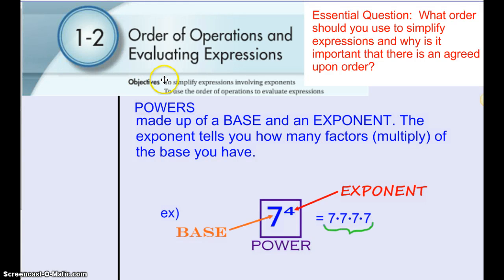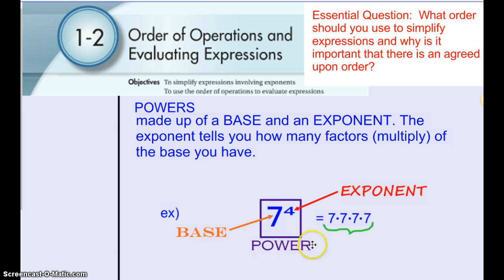Our objectives for the day: we're going to simplify expressions involving exponents, and we're going to use the order of operations to evaluate expressions. So these are things that you've done before, hopefully you're pretty good at, and we'll just do a little bit of practice.